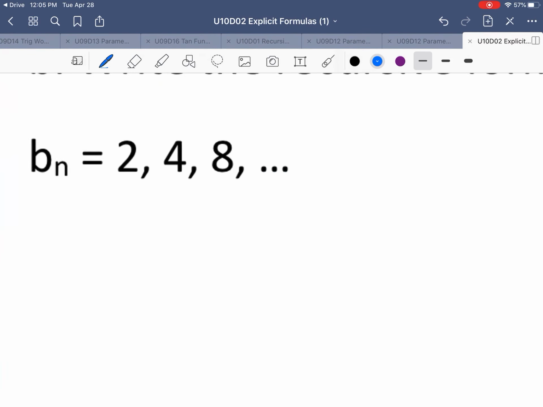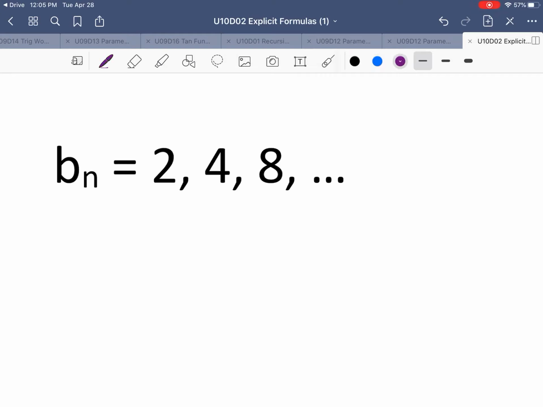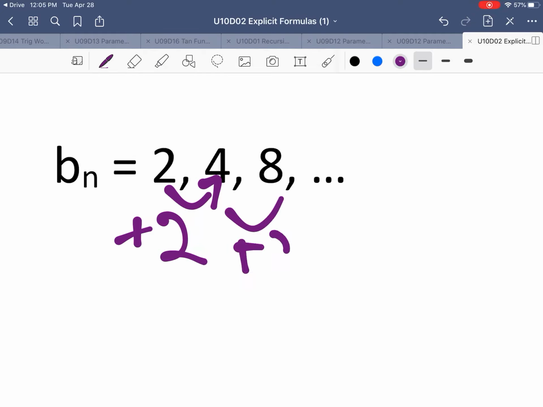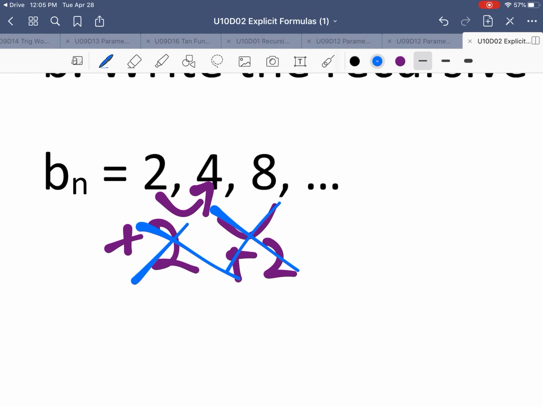The sequence here is 2, 4, 8. So I can add 2 to get 4, but it doesn't work to get to 8. So that means this could not be the possible rule for this sequence. So I'm going to come up with a new rule.